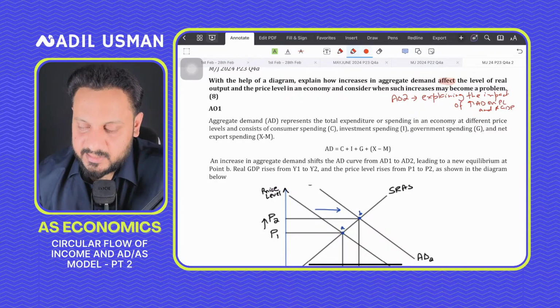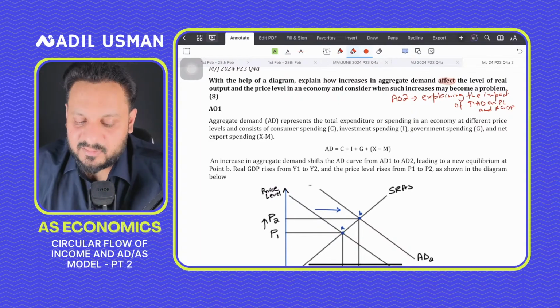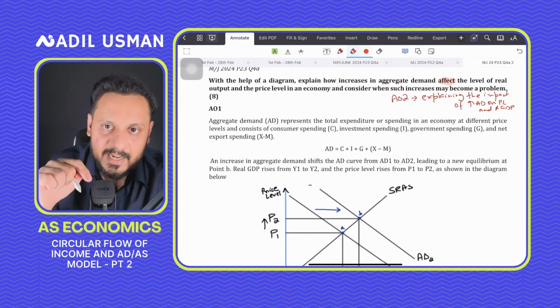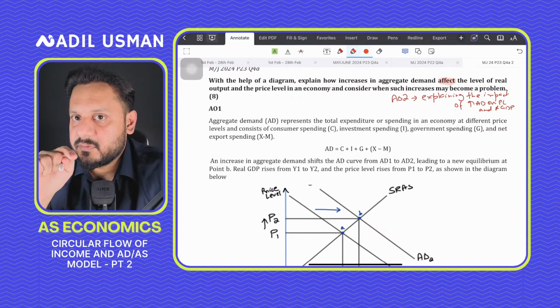And you saying that when AD goes up, there's inflation and price level goes up, it's also possible that price level doesn't really go up. So that cause and effect chain would be part of analysis for this question as well.